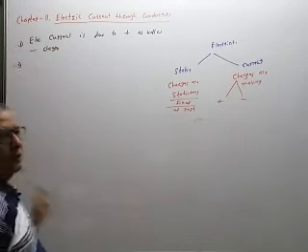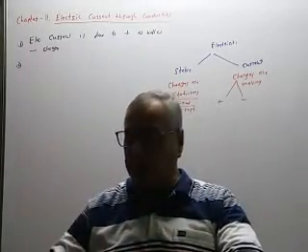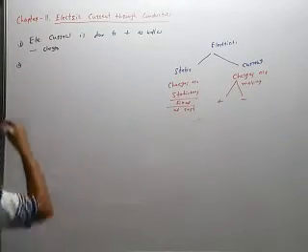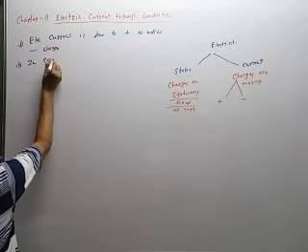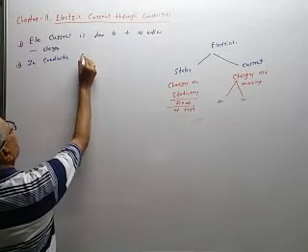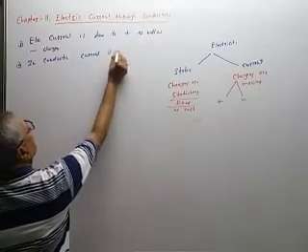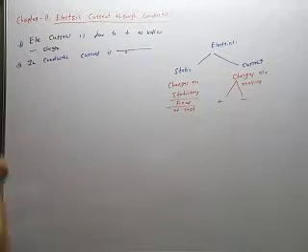Second point. If we consider the types of the material, then in a conductor, the current is due to the positive as well as negative charges.